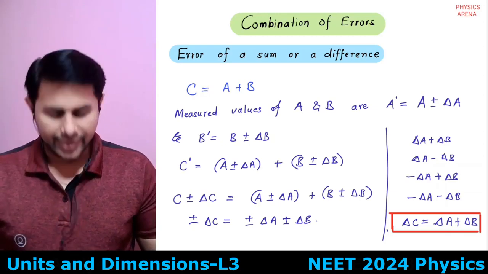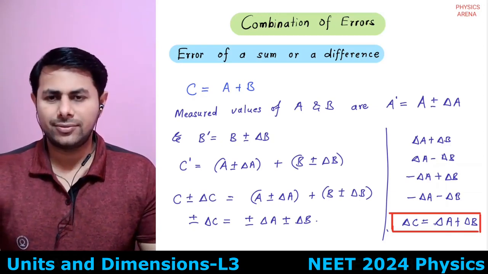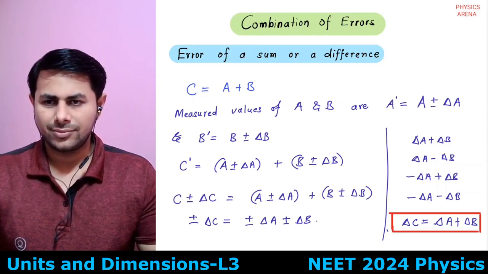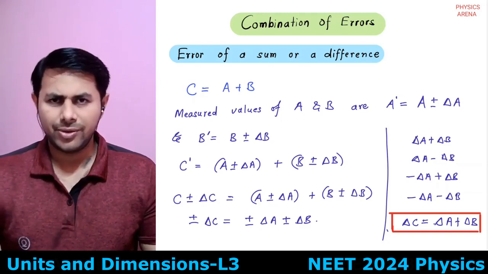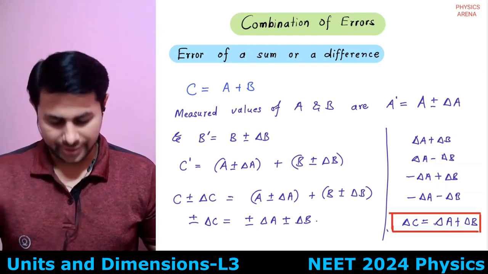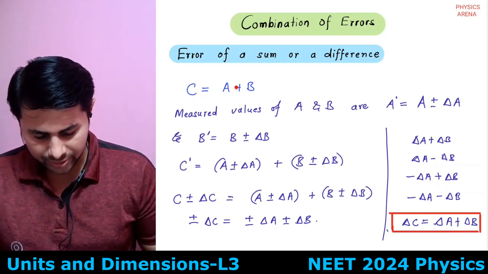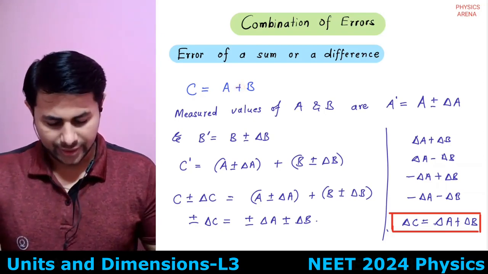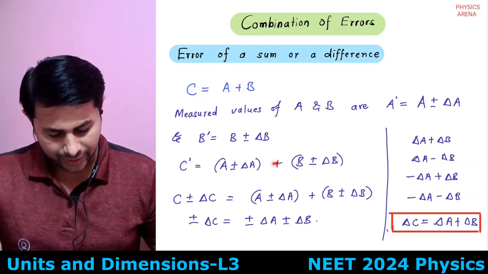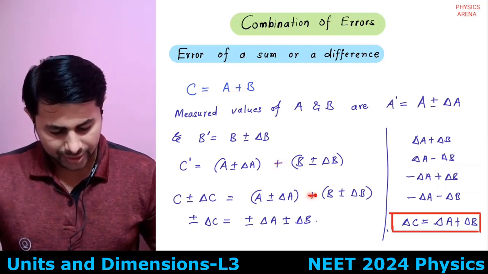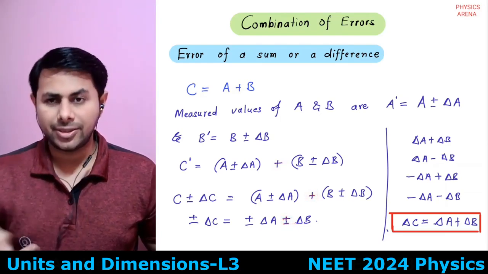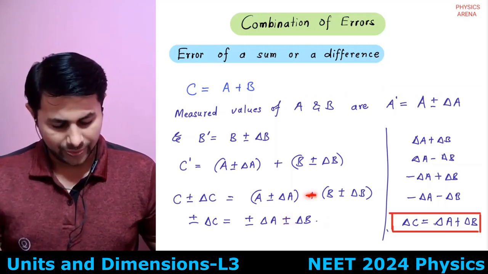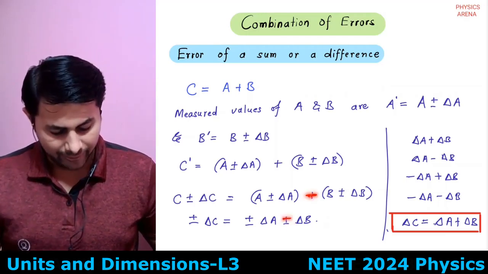So now what will be the error in the subtraction of these quantities? Similarly, it's also positive only. It will be the same, because you can imagine this, right? In place of this positive sign, I will take negative sign. So here I will take negative sign, here also will be negative sign. So instead of plus minus, this will become minus plus.